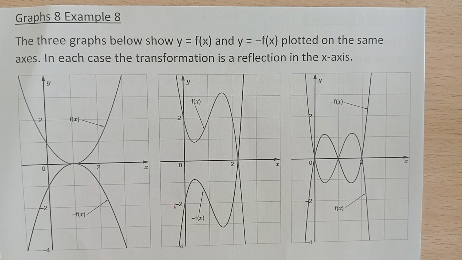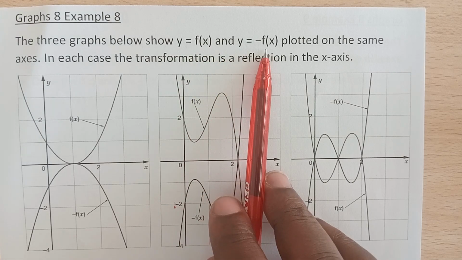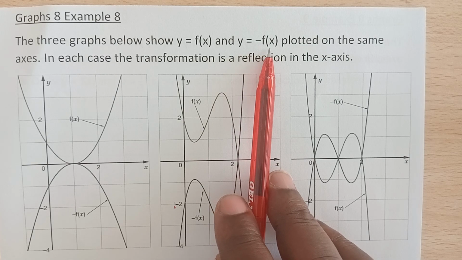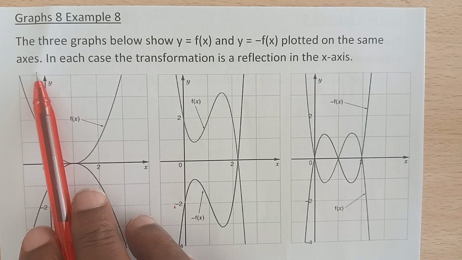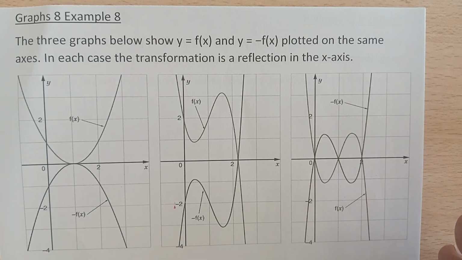And in this video I want us to explain example 8 in graphs 8, and we are still looking at transformation. In this video we will now change from addition into multiplication. We are told that the three graphs below show y = f(x) and y = -f(x). Note the presence of -f(x) plotted on the same axis. In each case, the transformation is a reflection in the x-axis.